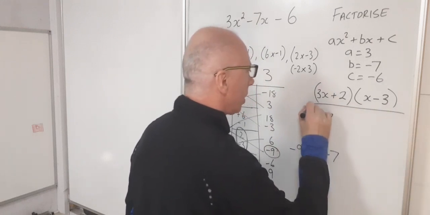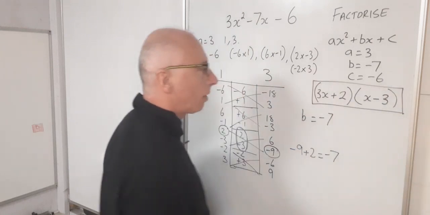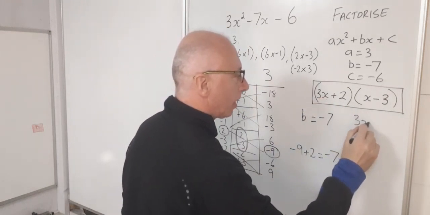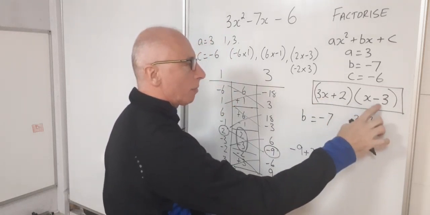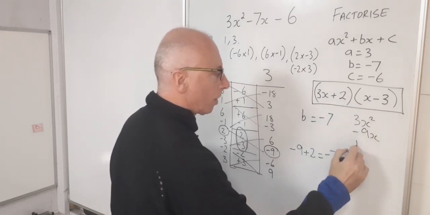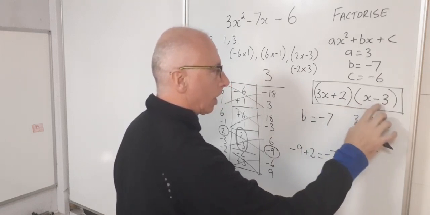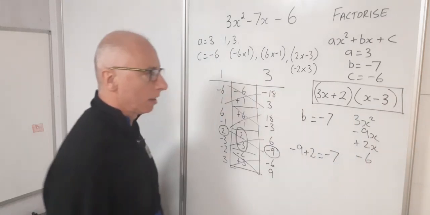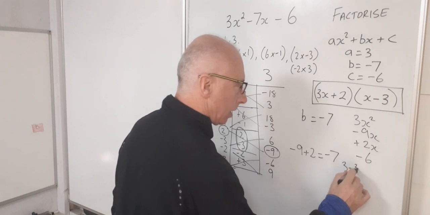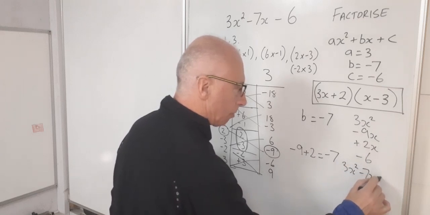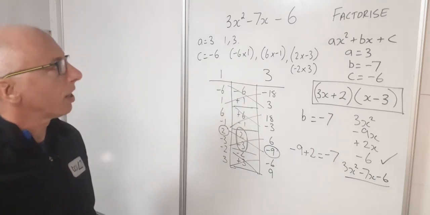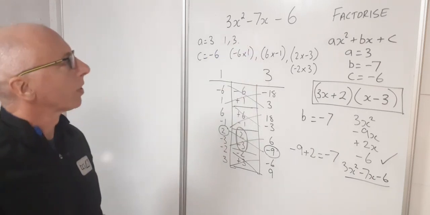Now what we can do is just FOIL that out and check our answer. So 3x times x is 3x squared. 3x times minus 3, minus 9x. 2 times x is 2x. And 2 times minus 3 is minus 6. So if we simplify that all out, we'll get to 3x squared minus 7x minus 6. So therefore we know that is the correct factorisation of that expression. Okay.